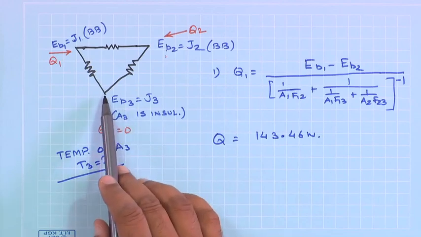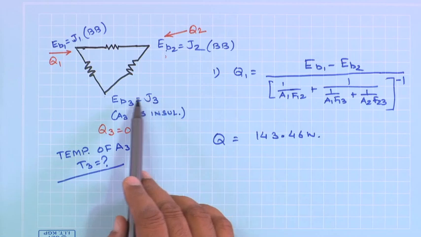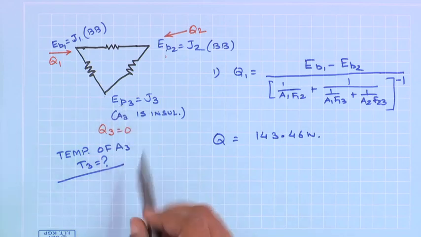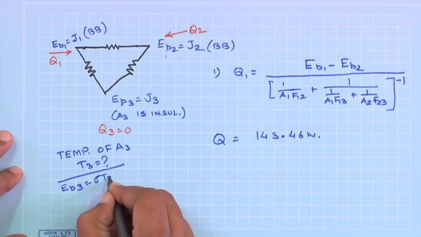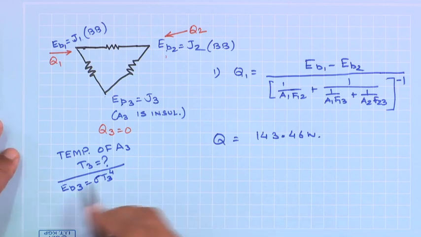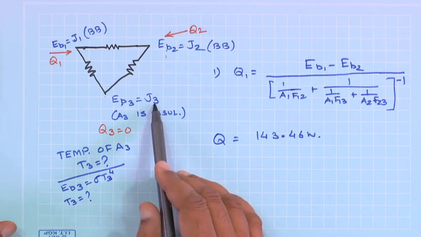In all such cases, you need to find out what is J3, and since J3 is equal to EB3, I need to know the numerical value of EB3, because the moment I know that, EB3 is simply equal to sigma T3 to the power 4. So, I should be able to find out what is T3. The trick, the requirement for this specific type of problem is to find out what is J3.